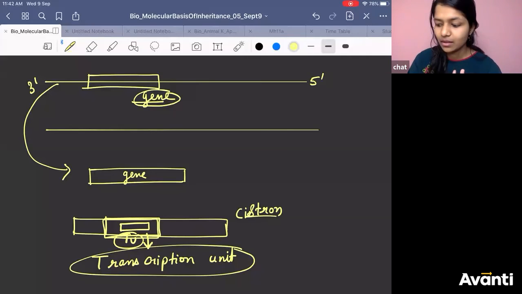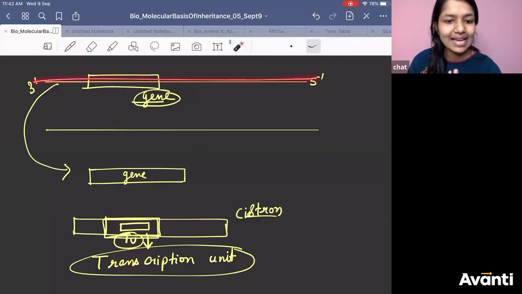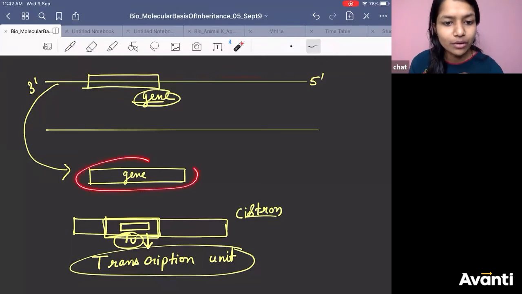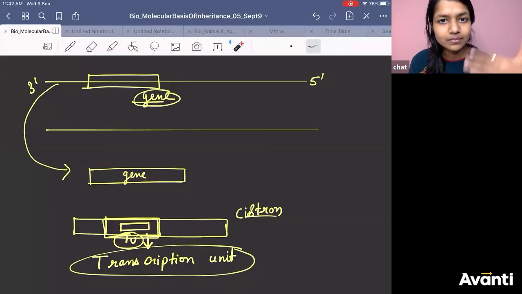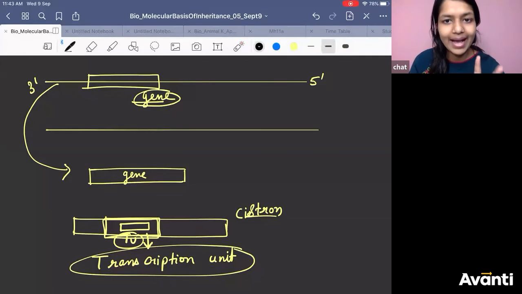This is your DNA. The entire DNA does not make RNA. So what is it that has the information? The gene, a segment of DNA. The segment of DNA which is the gene has a cistron which will form RNA. And that cistron will have a transcription unit that will get transcribed. We will see later on that the cistron has two things. We will see that later.